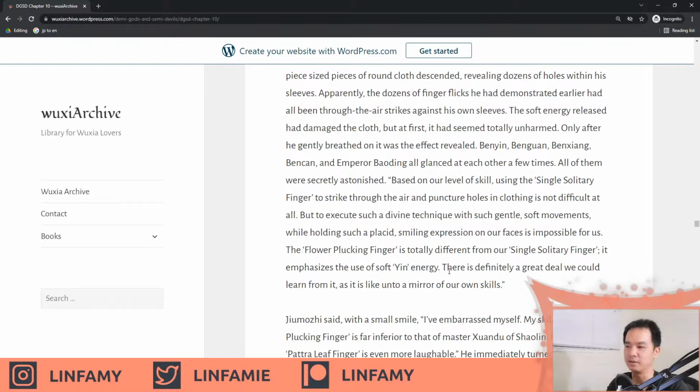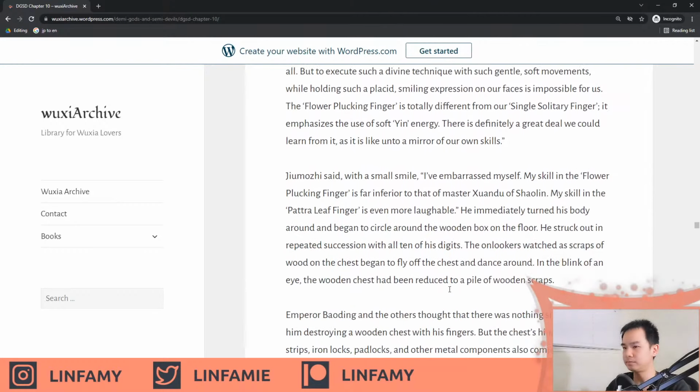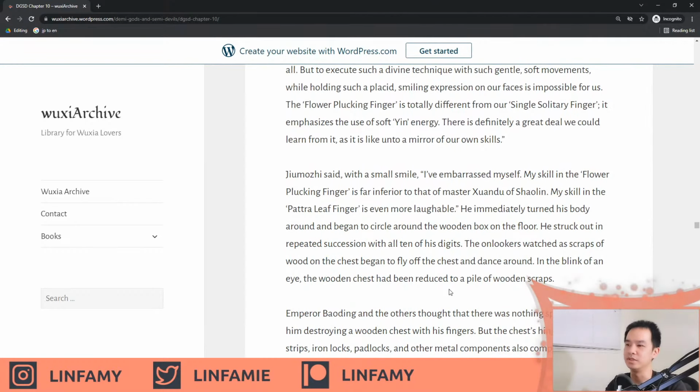The flower-plucking finger is totally different from our Yi-Yang finger. It emphasizes the use of soft yin energy. There is definitely a great deal we could learn from it, as it is like unto a mirror of our own skills. Jiamozu said with a small smile, I've embarrassed myself. My skill in the flower-plucking finger is far inferior to that of Master Xuandu of Shaolin. My skill in the patra leaf finger is even more laughable.